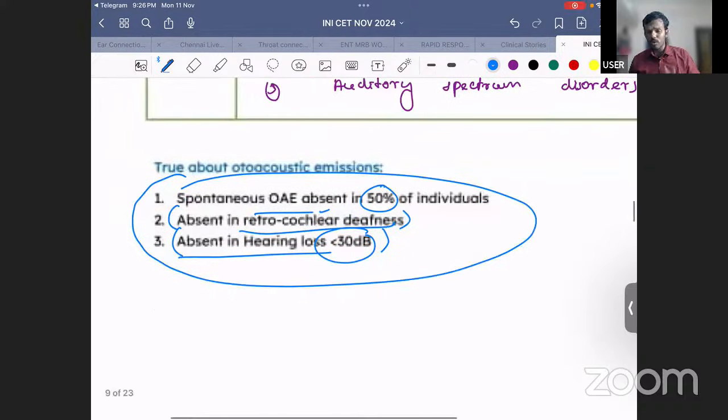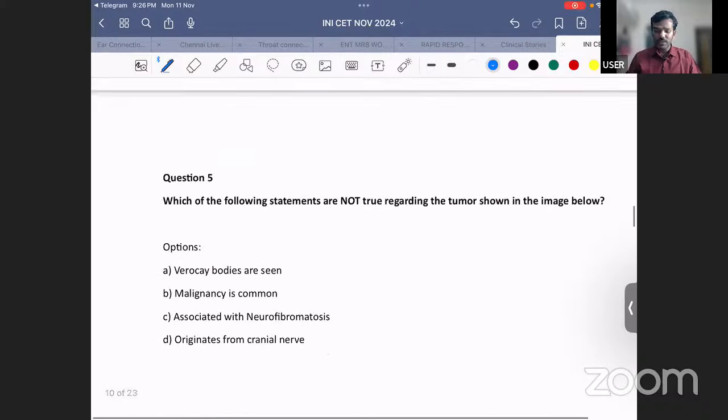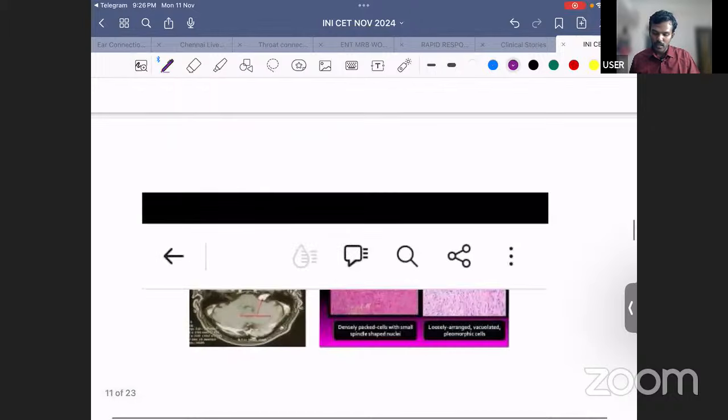Okay. So OAE is a very important topic. They're asking repeated questions from OAE, BERA, and impedance audiometry. This we have discussed in our last minute revision. Okay. Then, which of the following statements are not true regarding the tumor shown in the image below? So this is the image that was given. Okay.